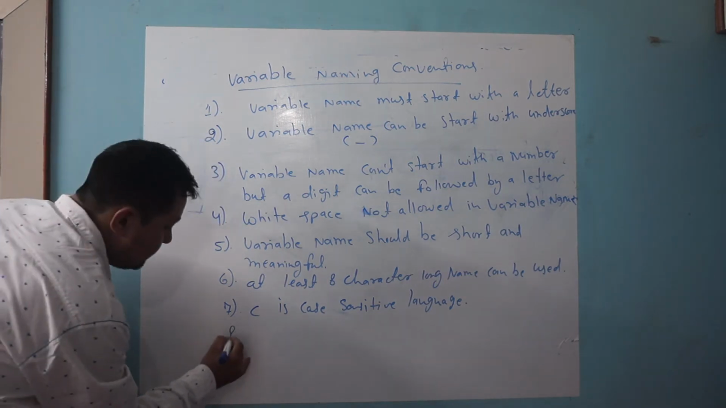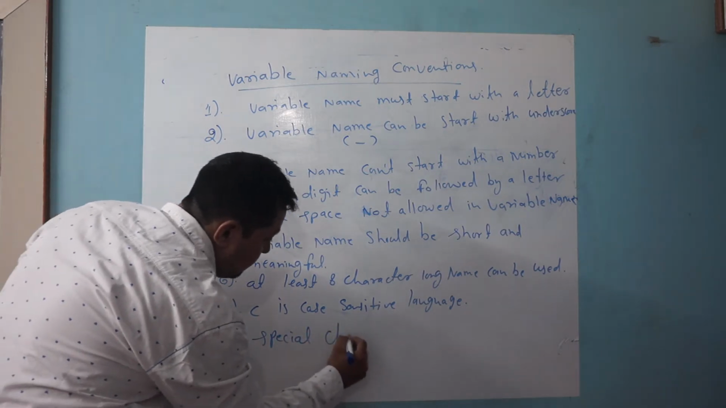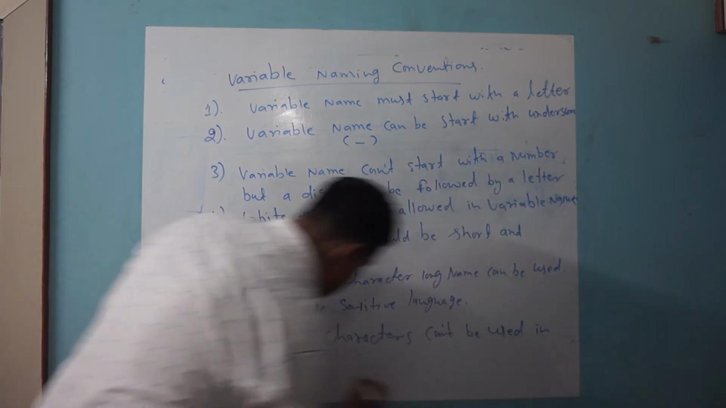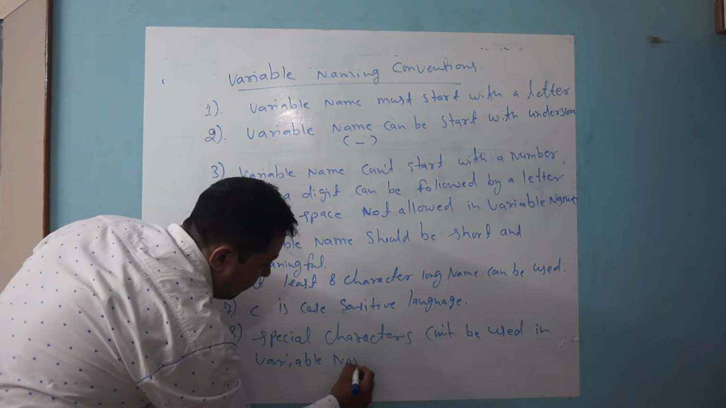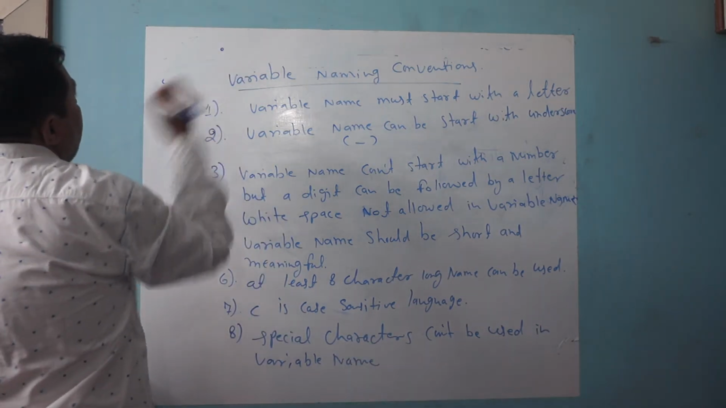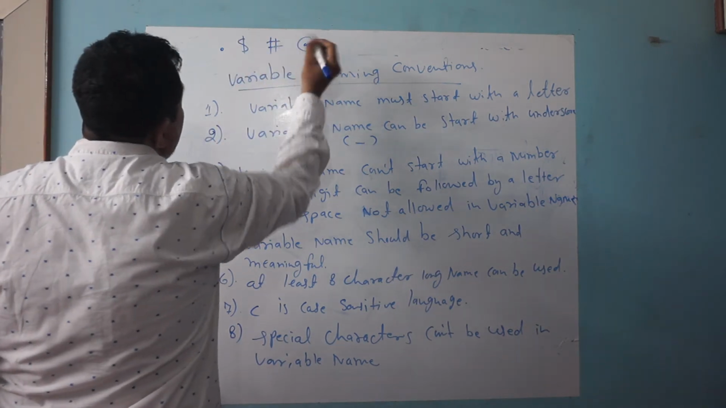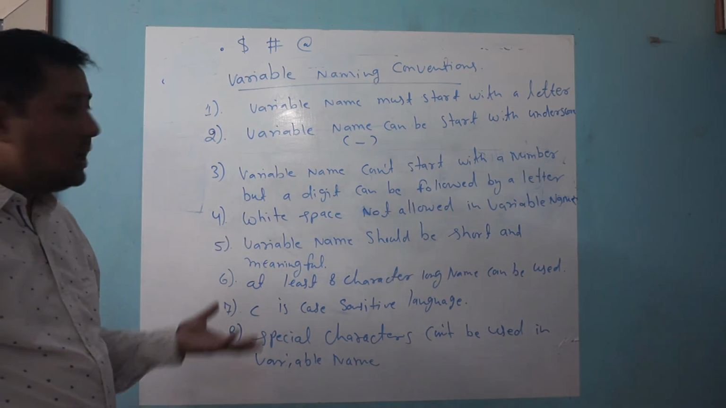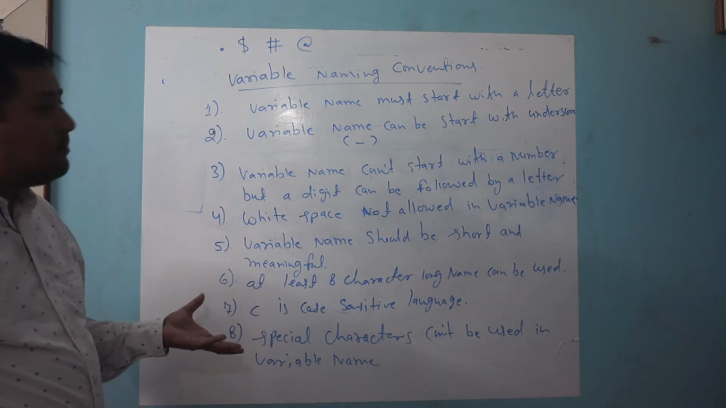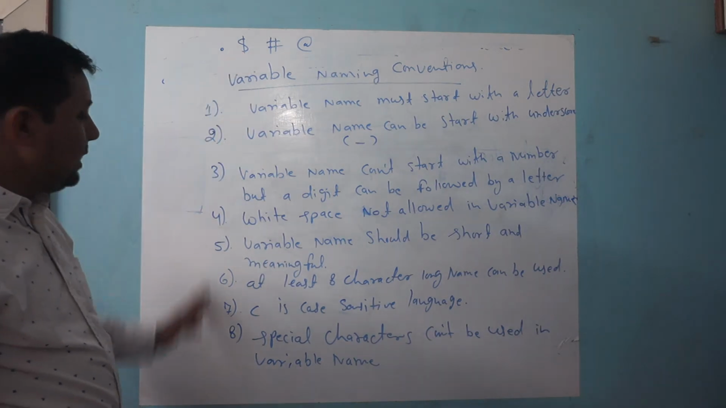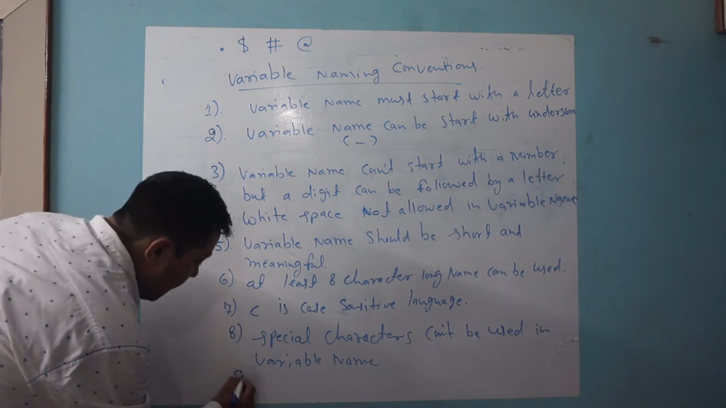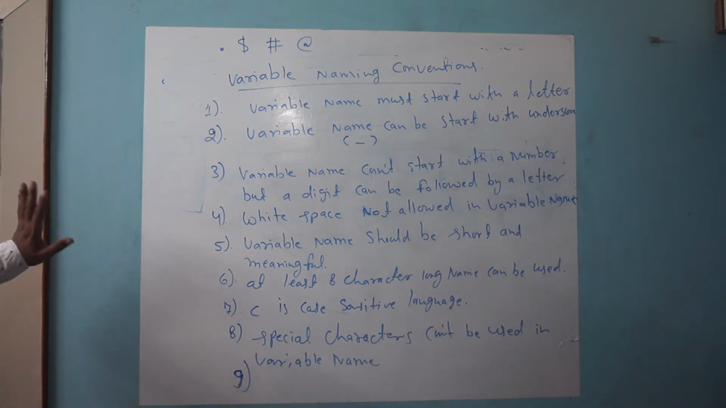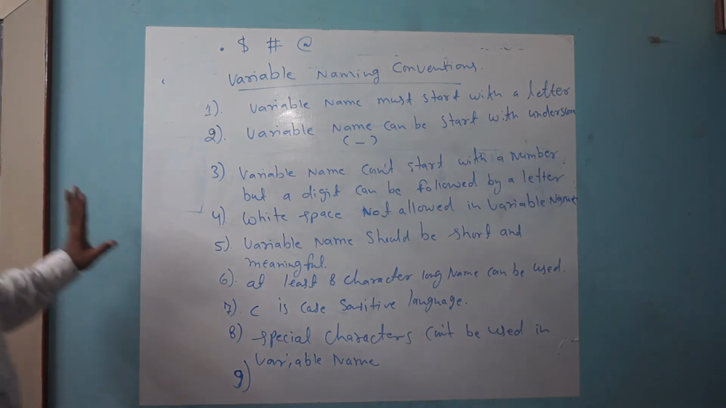Rule number 8, special characters cannot be used in a variable name. Special characters like the dot operator, like the dollar symbol, like hash, like @ and so on. There are many kinds of special characters provided in the keyboard. We can use them, but we cannot use them as a variable name. The variable naming convention says that. Rule number 8 says special characters cannot be used in the variable name, and rule number 9 says that a variable name cannot be a keyword.